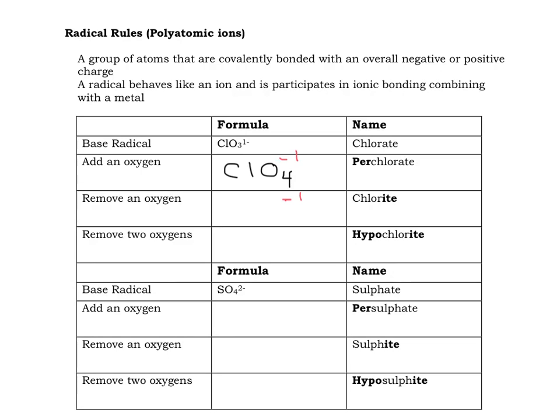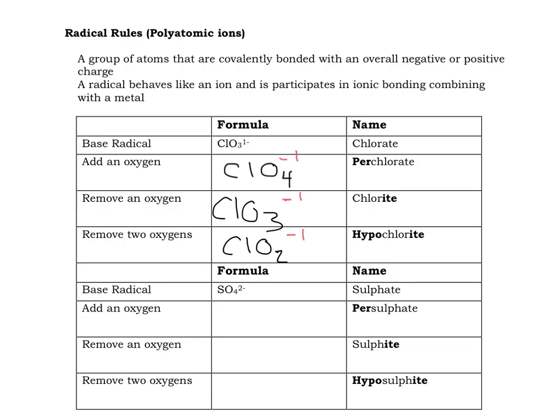So, for example, chlorite is going to be ClO3. Hypochlorite is going to have 2 less oxygens, so it's going to be ClO2, but we'll continue to have the -1 charge.